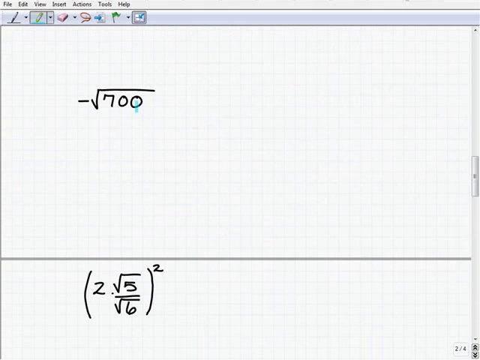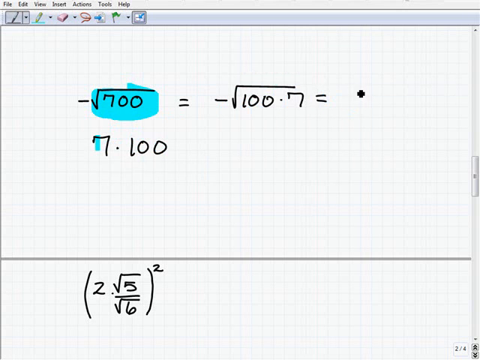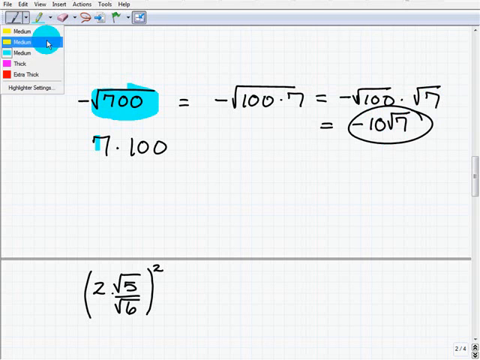All right. Negative square root of 700. Now this might be daunting, but hopefully we're looking for a perfect square. You recognize that 7 times 100 is a nice perfect square. So let's write this as negative square root of 100 times 7. So now you just have to be careful with this negative sign. It's going to be negative square root of 100 times the square root of 7. So this is going to be negative 10 times the square root of 7.